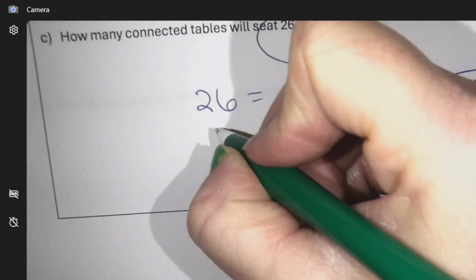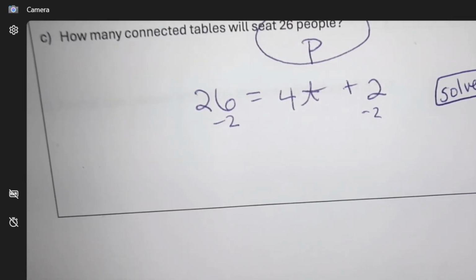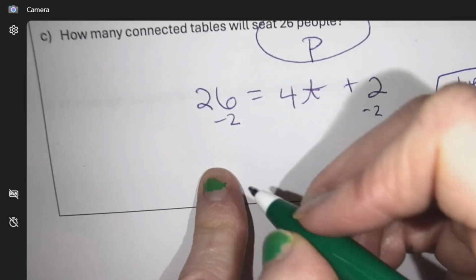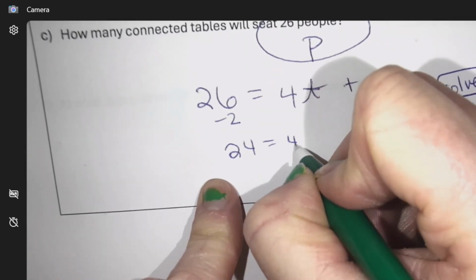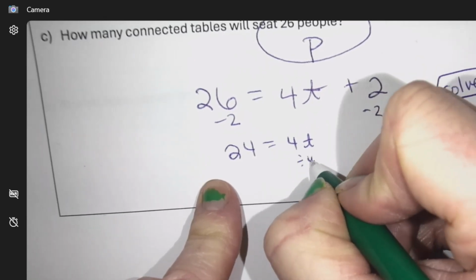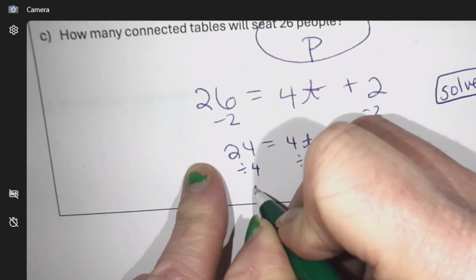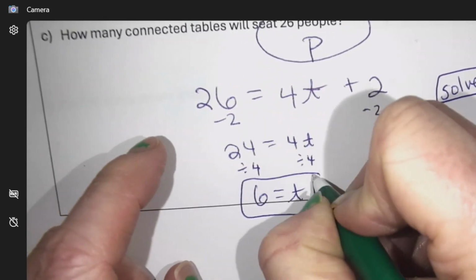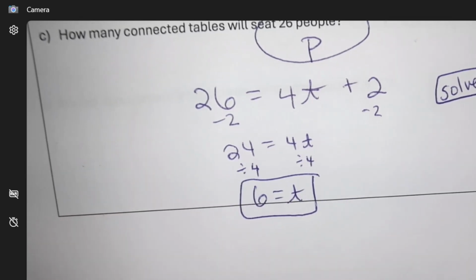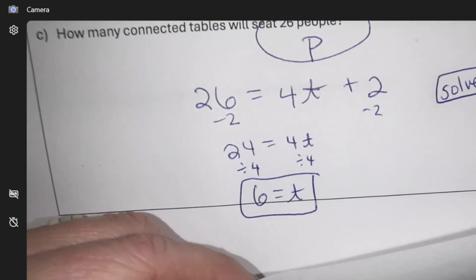Okay, you guys are pros now at these 2-steppers. Minus and divide. So what do I know? I'm going to have to put 6 tables together.